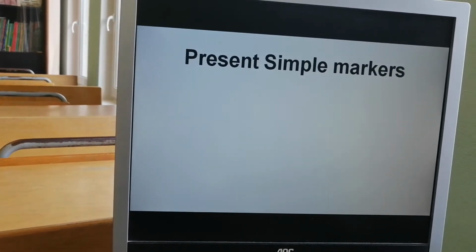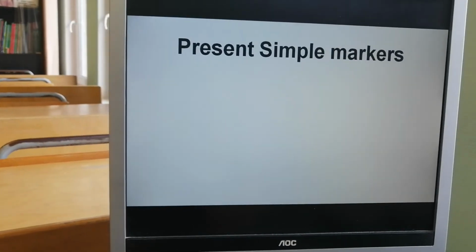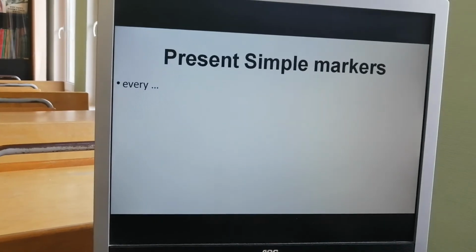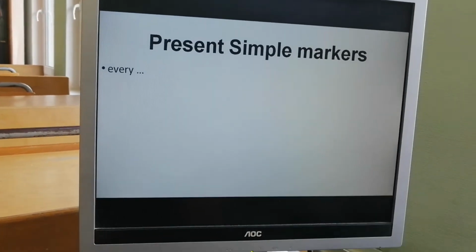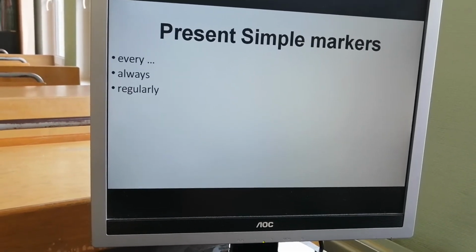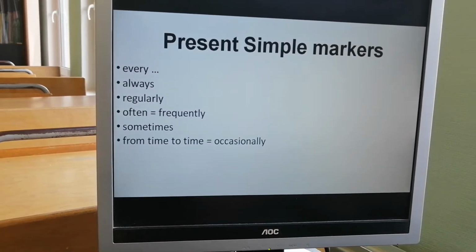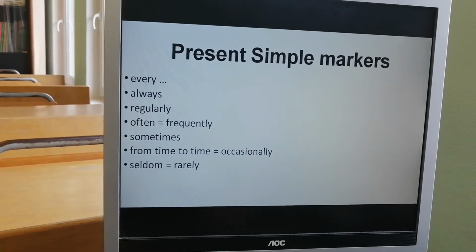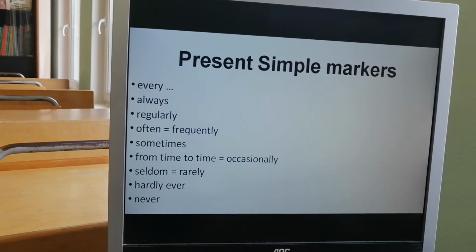The words in the sentence which help us understand that we need present simple here are every something. It might be every day, every week, every month, every minute, whatever. And adverbs of frequency. Words like always, regularly, often, frequently, sometimes, occasionally, from time to time, rarely, seldom, hardly ever and never.